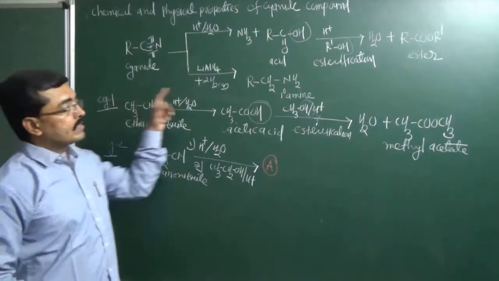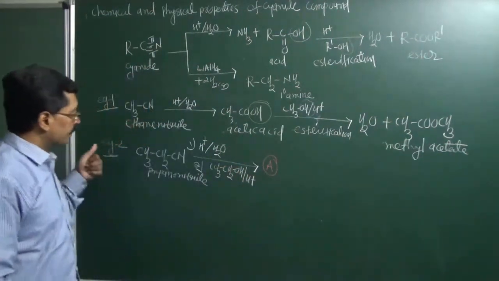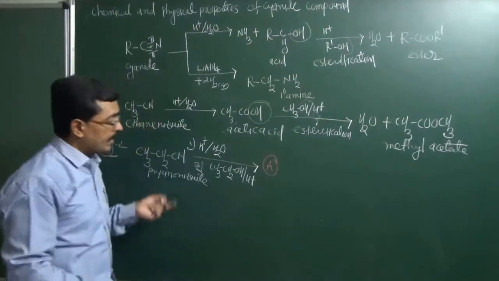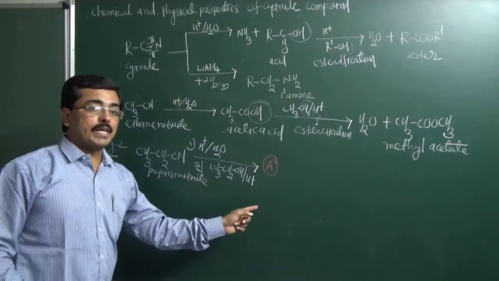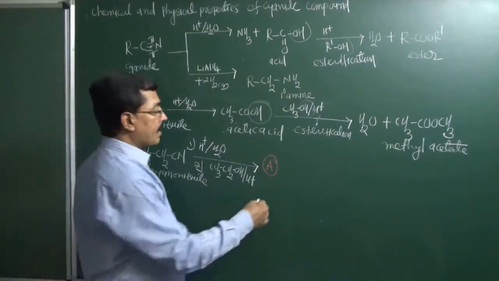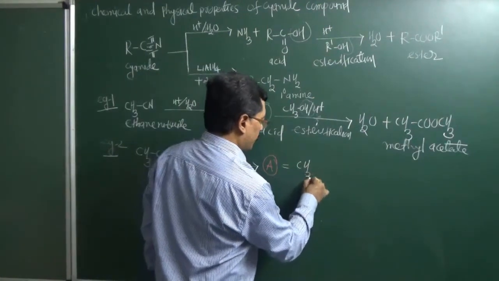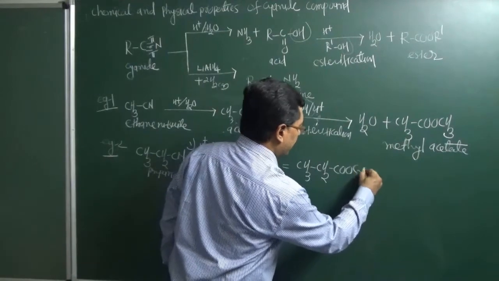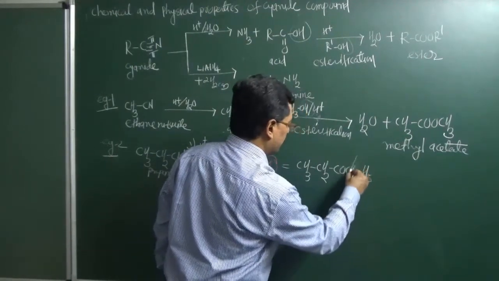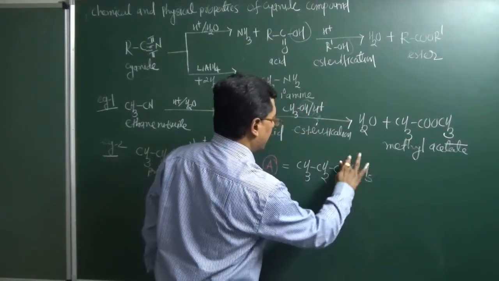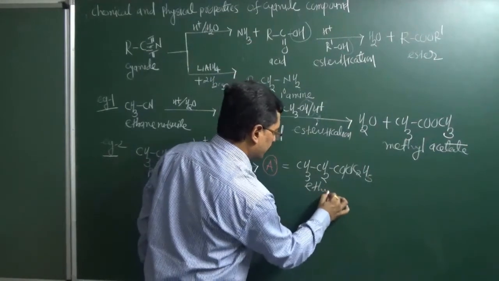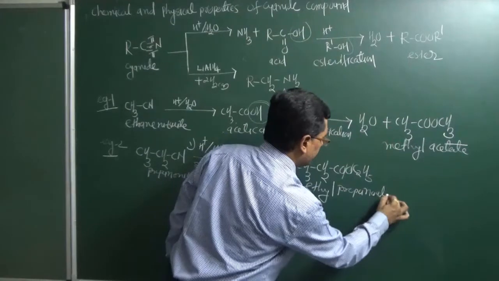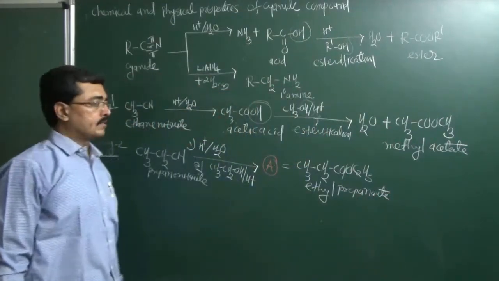If you know the steps, you can easily do it. First, hydrolysis of propane nitrile gives us propanoic acid, and propanoic acid on esterification gives ethyl propanoate. So the structure of the final product A, we can write, is nothing but ethyl propanoate. So this ethyl propanoate will be obtained.